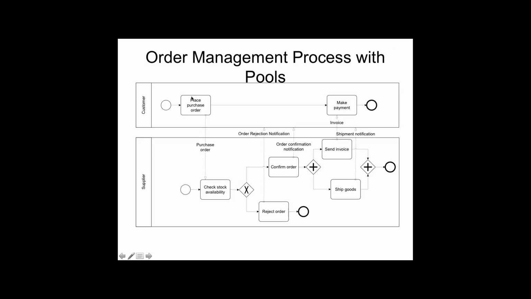Okay, so here the event will be when the purchase order is sent, probably to a message queue, right? It checks stock availability, right? You have a gateway, confirm order or reject order. This is diverging. Confirm order has a converging gateway, send invoice, ship goods. After everything is done, shipment notification and invoice are sent to the customer where payments are made. Is this clear?